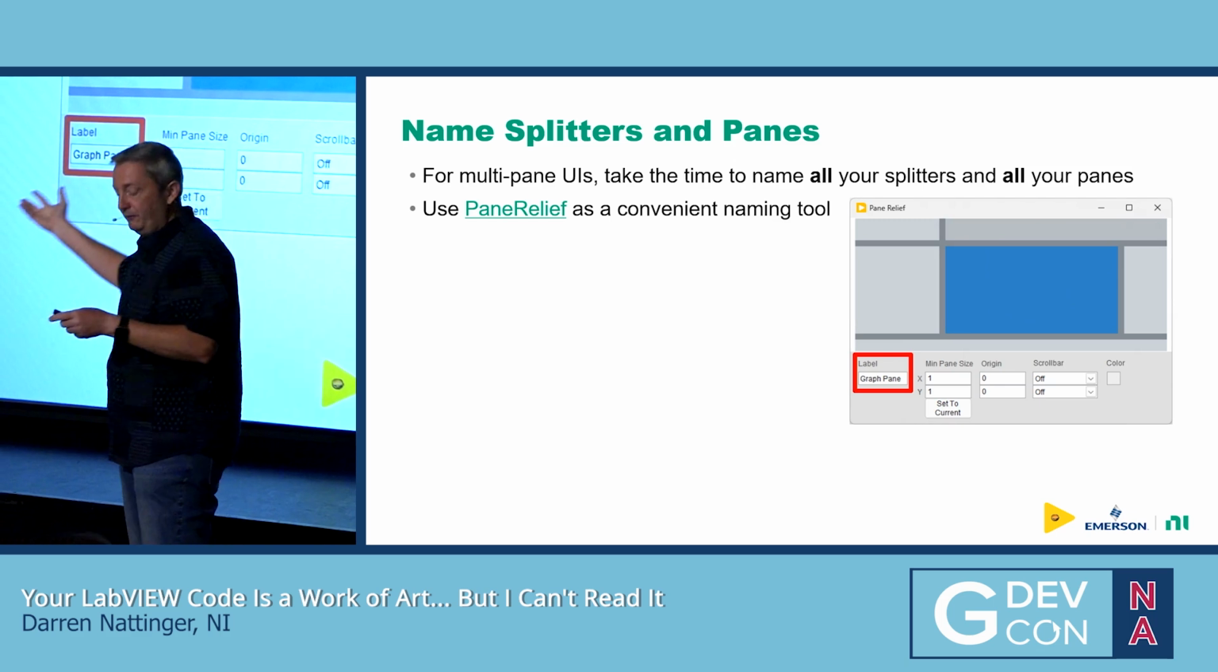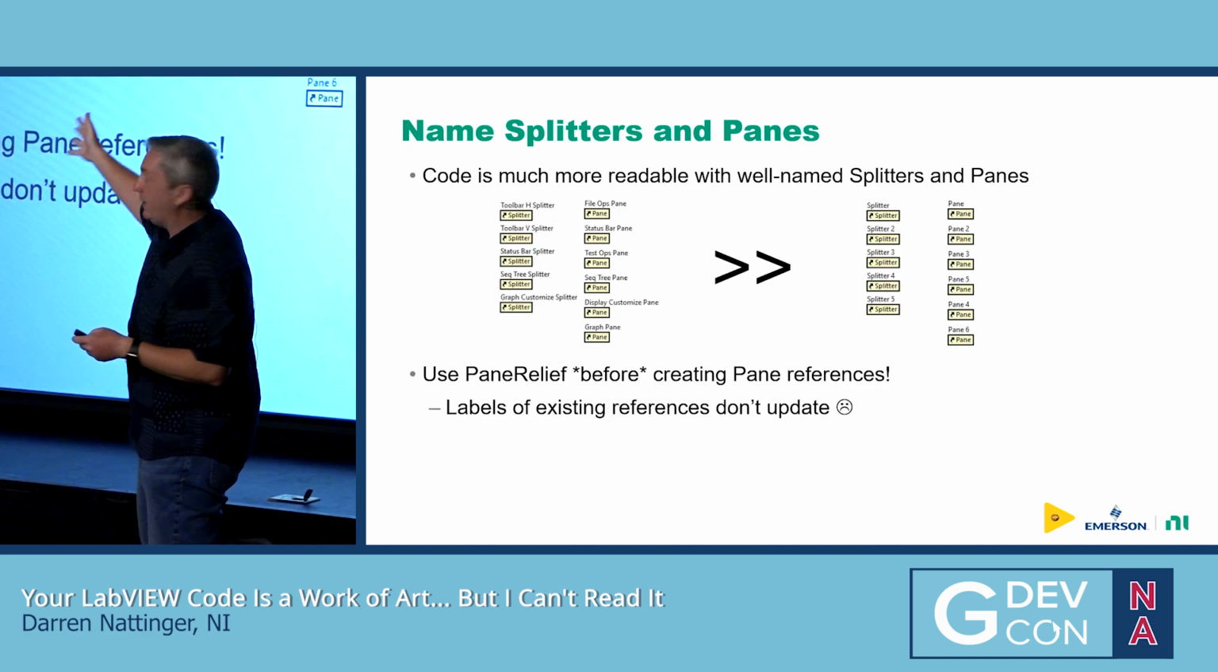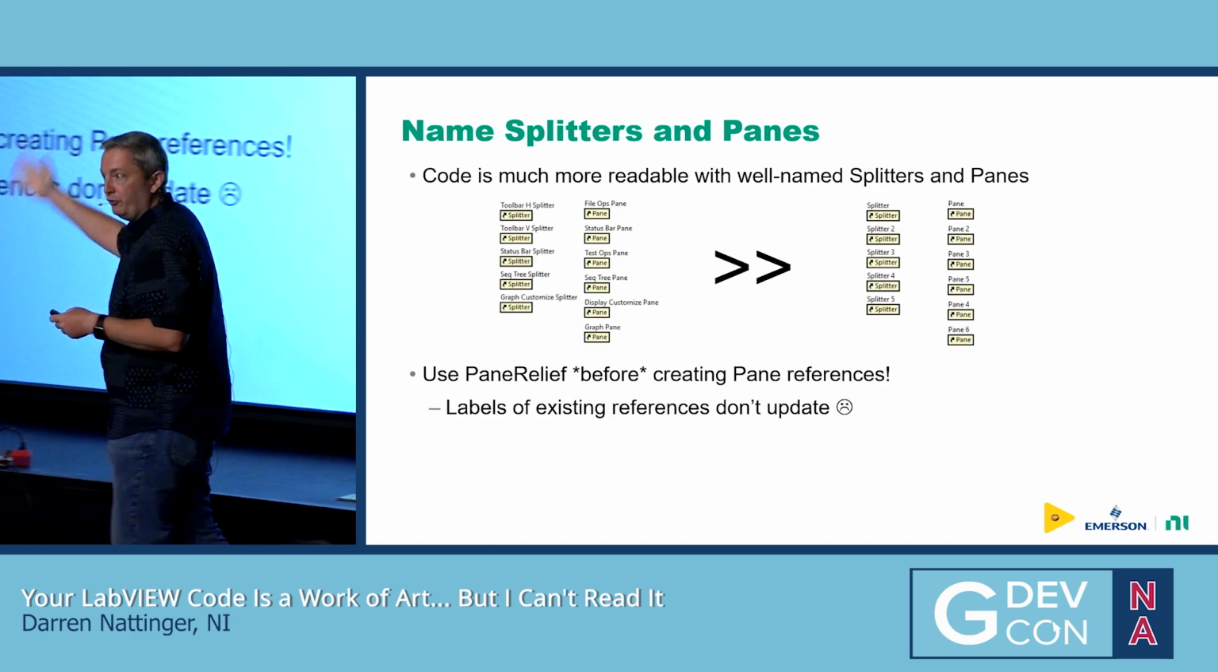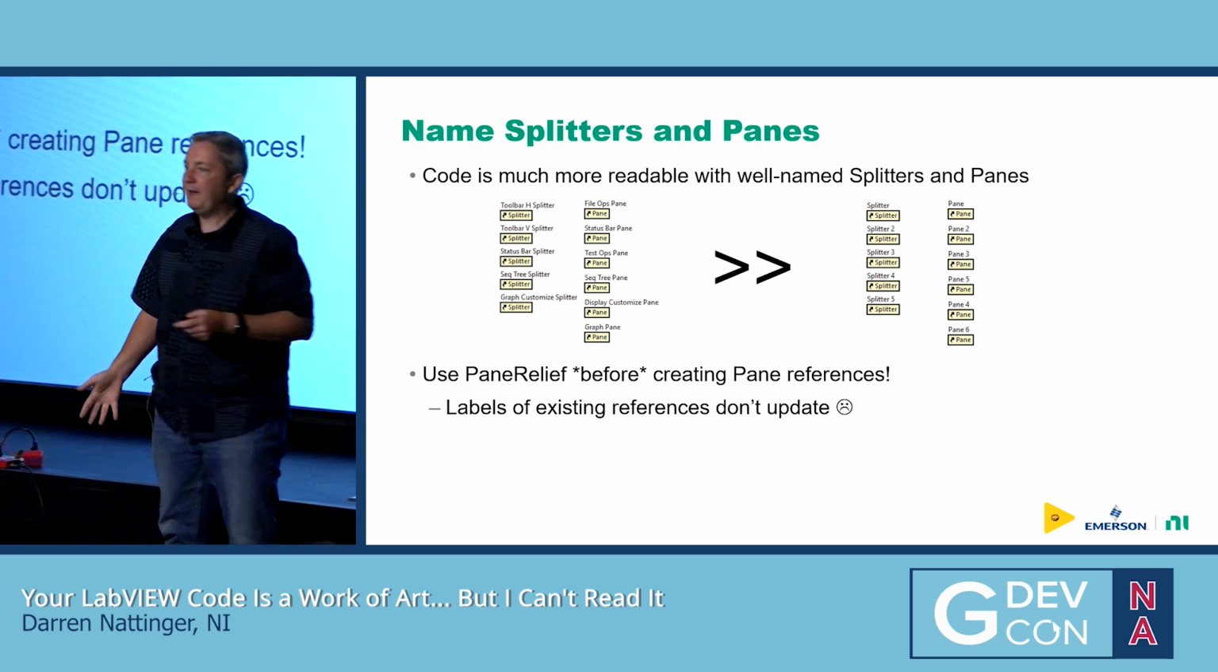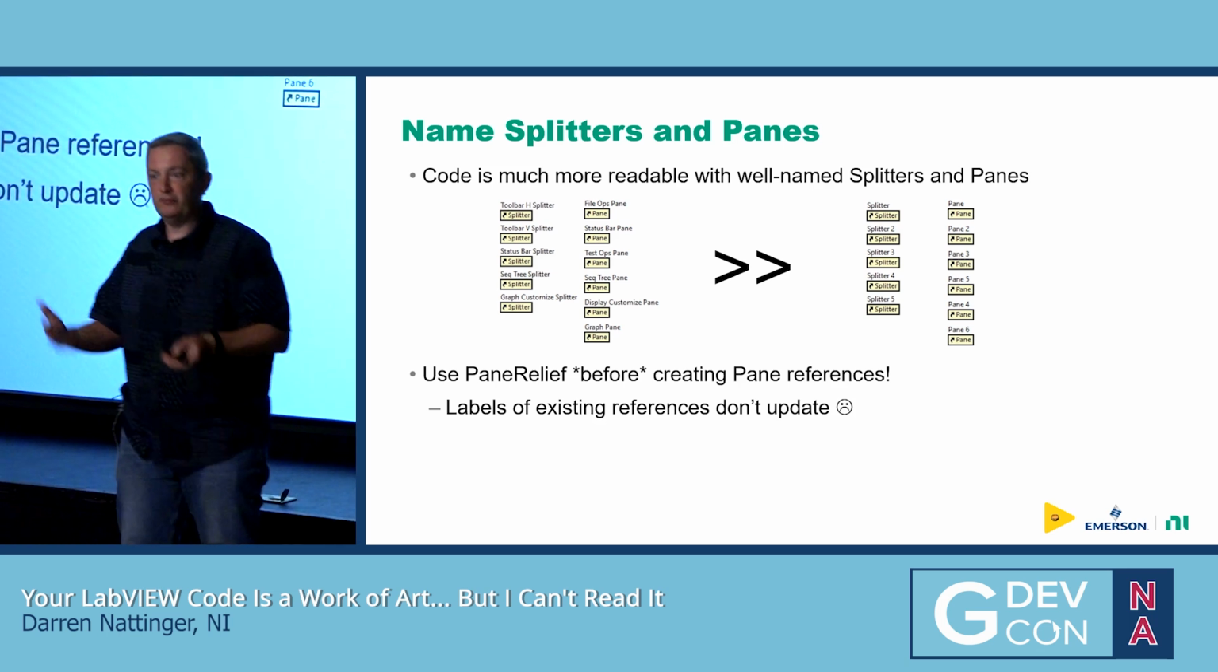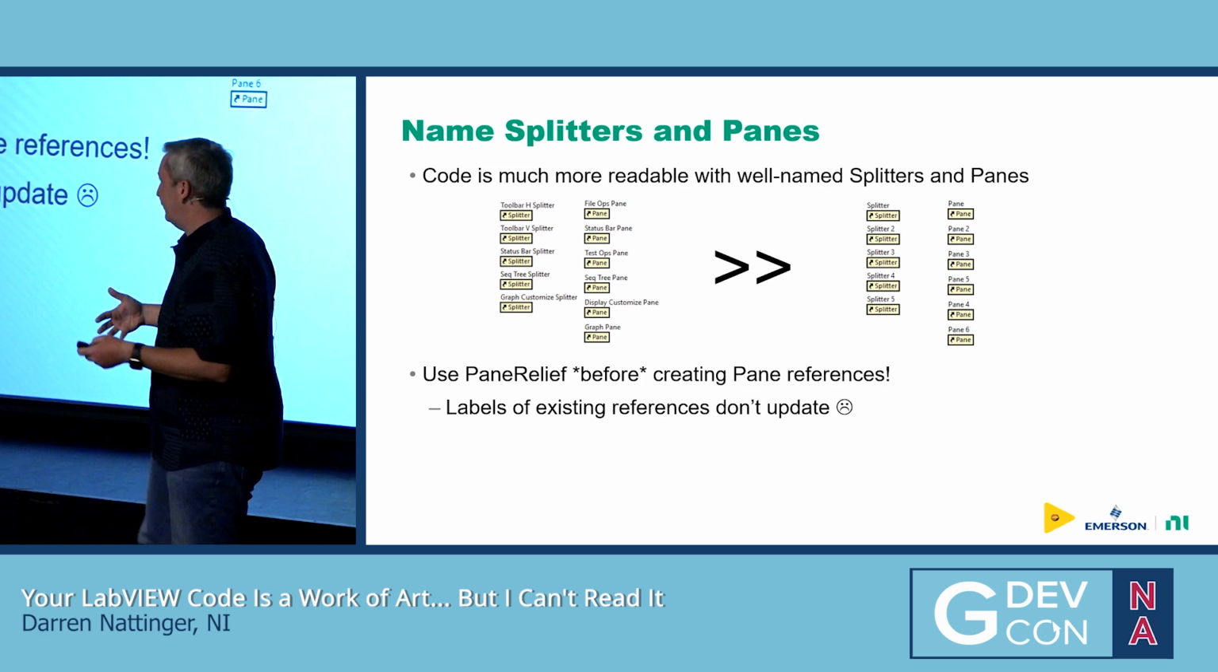So this is a really nifty tool, and when you use this tool, you end up getting a block diagram that looks like what's on the left. So all the splitters have a great name. All the panes have a great name. Way better than splitter, splitter 2, splitter 3, splitter 4.